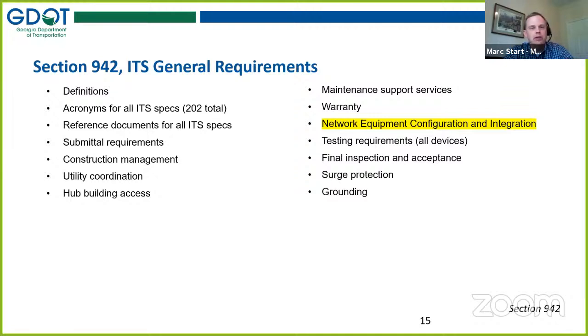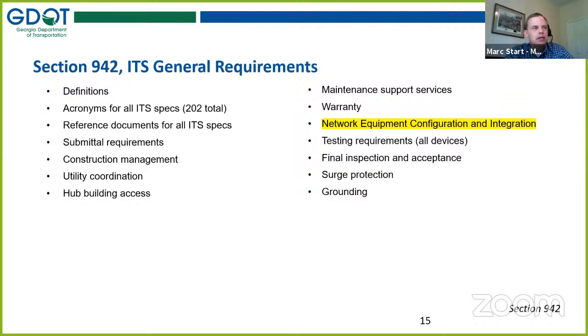So in 942, we've got some definitions, and we also have over 200 acronyms, ITS being quite acronym heavy. It covers 6 pages. It may actually be worth a reference for you as you do ITS, just given its comprehensiveness. We also have all the submittal requirements in 942, and just some other highlights: the rules for maintaining the construction and system during construction are spelled out in this section.